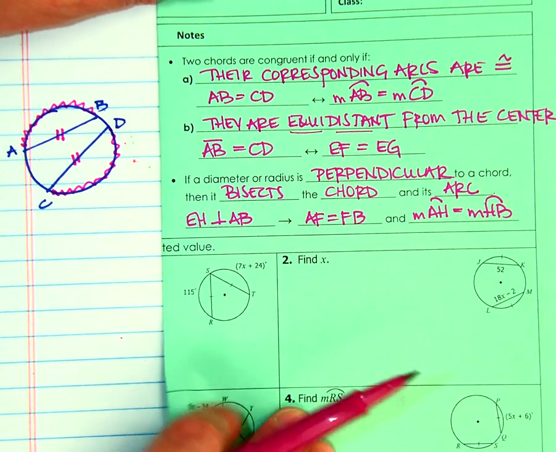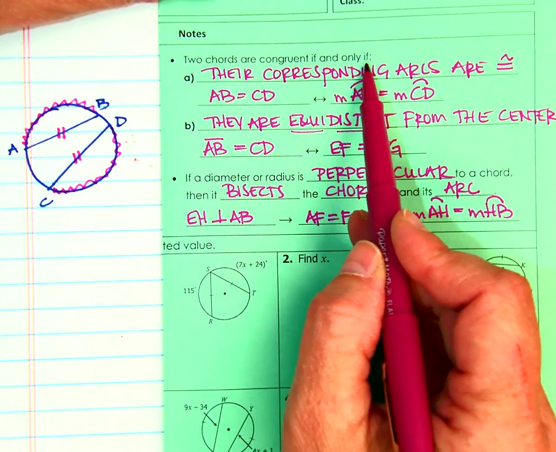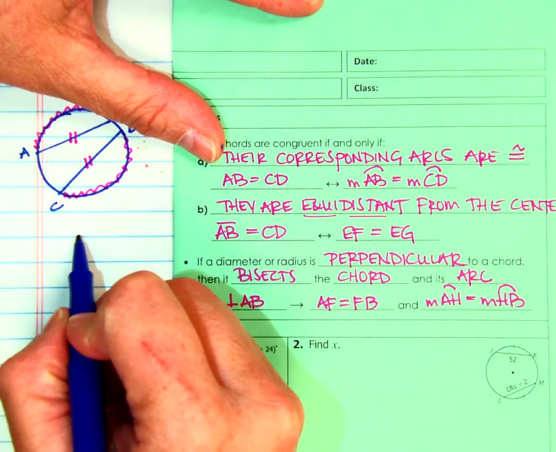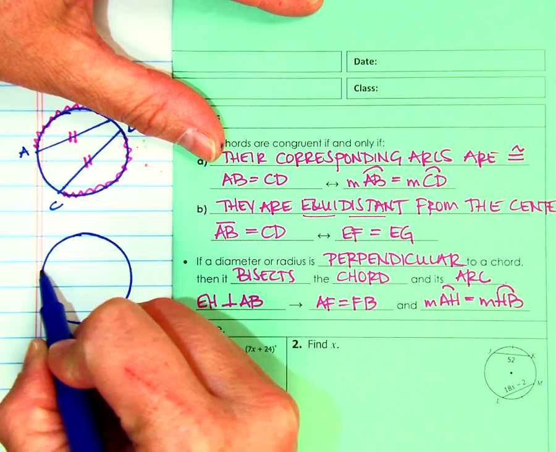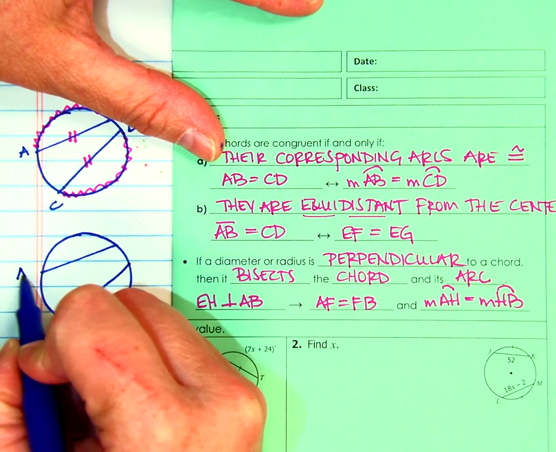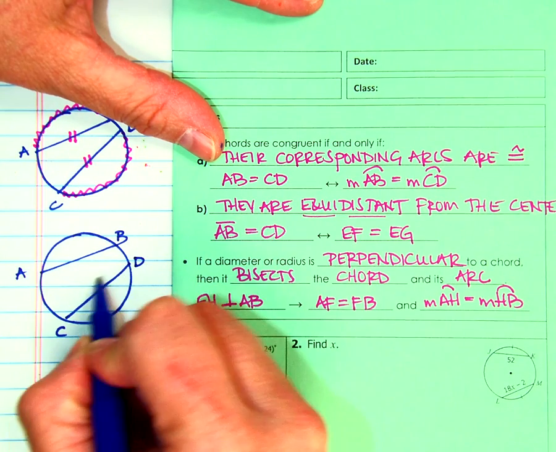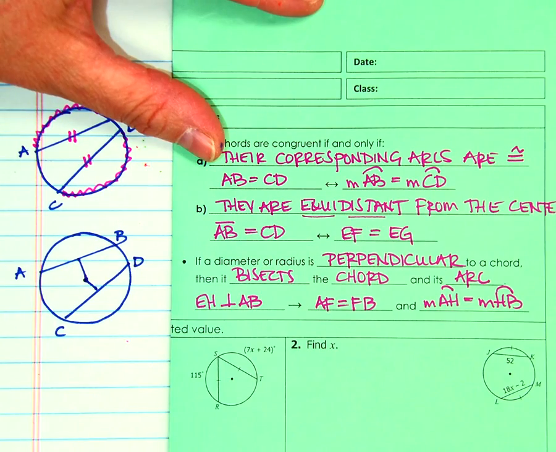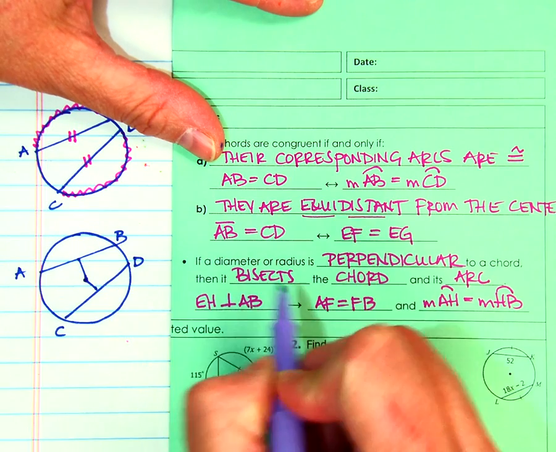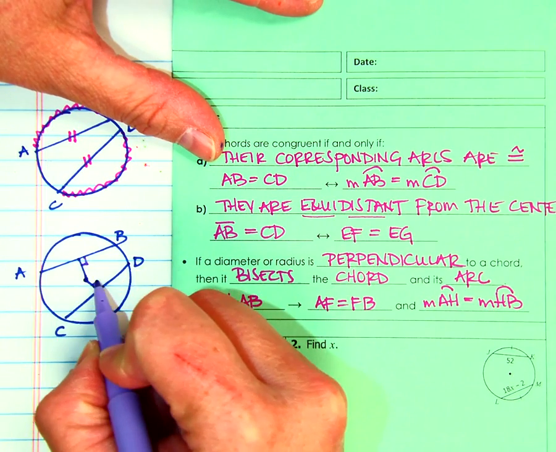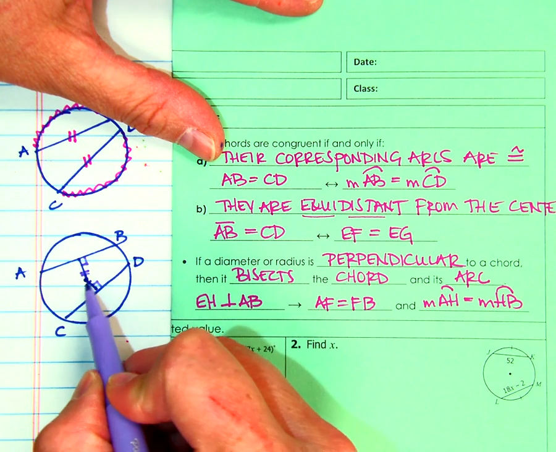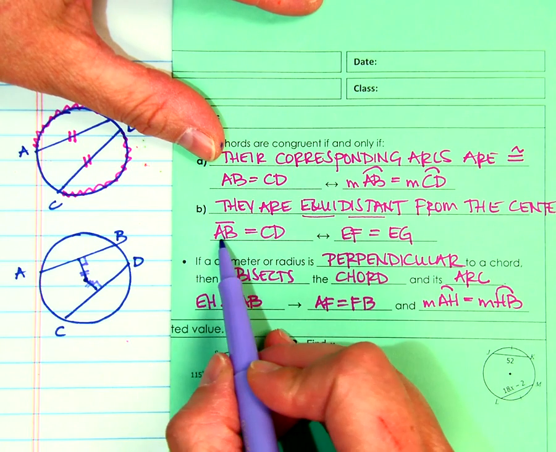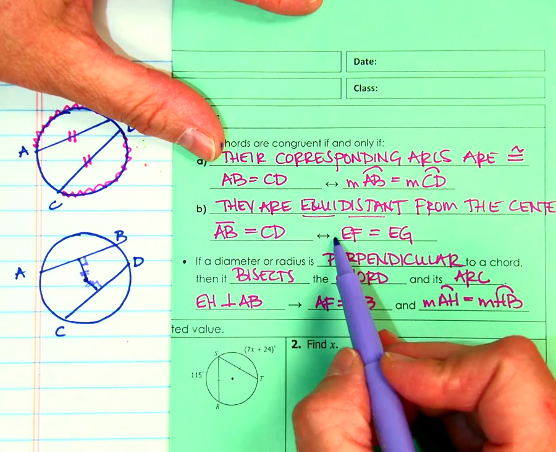Okay, moving on to the next one. Two chords are congruent if and only if they are equidistant from the center. Bring it down a little bit so I can draw a diagram. Remember, distance implies perpendicular, which we'll talk about in another statement. But if this is congruent to this, so these little pieces are congruent, meaning that these are the same distance away from the center. So if AB is equal to CD, then it is equidistant.